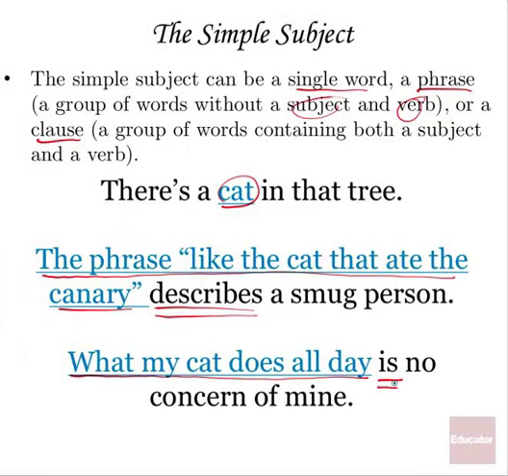And is our verb. It is no concern of mine. So what my cat does all day is a clause. It's a chunk by itself. It's a simple subject. There are no modifiers that we can eliminate.